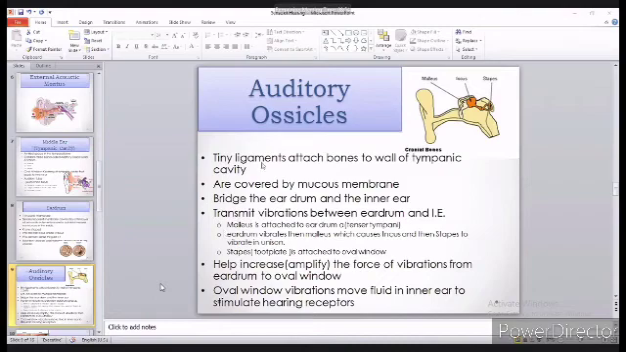So just remember, the function of the ossicles is to transmit vibration between the eardrum and the inner ear. They also help to amplify the sound that the eardrum projects to these bones.